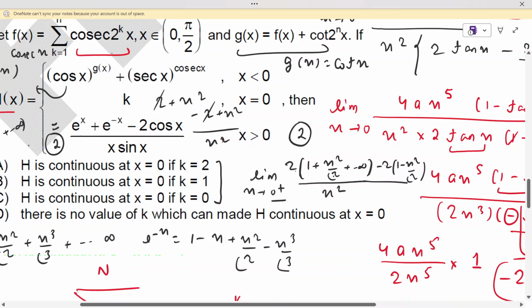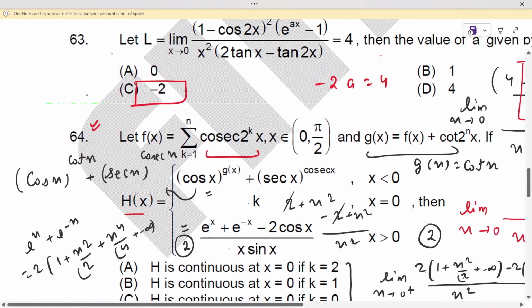Clear? So k should be 2, but we'll also check this limit as well, isn't it? Because this will satisfy only if k equals 2, then the RHL and the function value will match. But I have to ensure what? This also should match, no? Right? So let me calculate this limit as well.